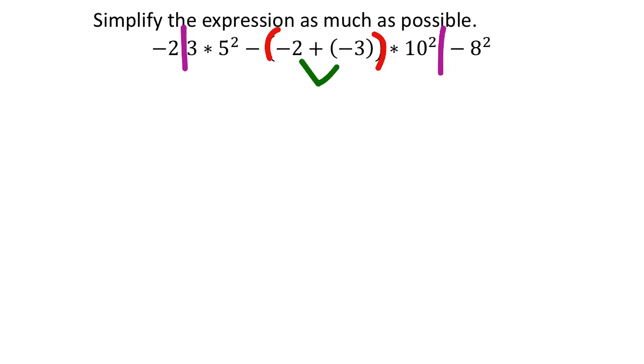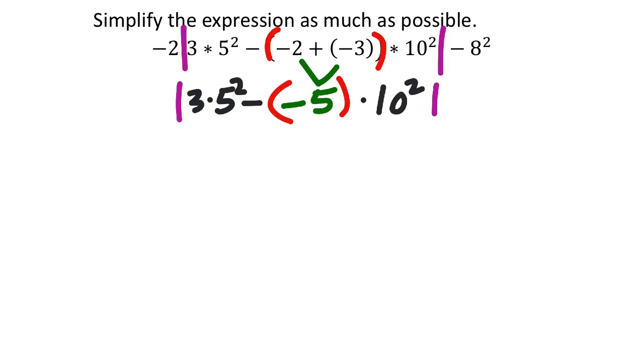From here, I can simplify inside the red set of parentheses. -2 plus -3, so I'm taking a negative, adding a negative, which makes it more negative. 2 plus 3 is 5. So I got that in parentheses, right? So I'm going to rewrite, and yes, you guys are going to love this. I'm going to rewrite the rest of the set, the purple set of parentheses. So inside the absolute values, the purple set of parentheses, we just simplified the red set of parentheses.